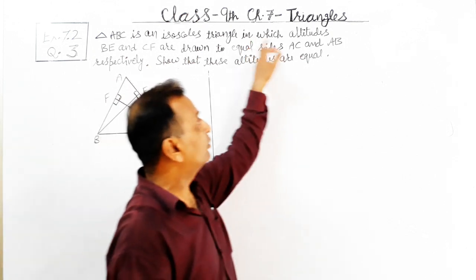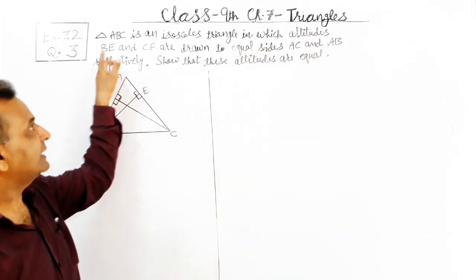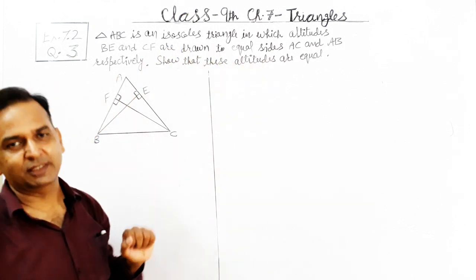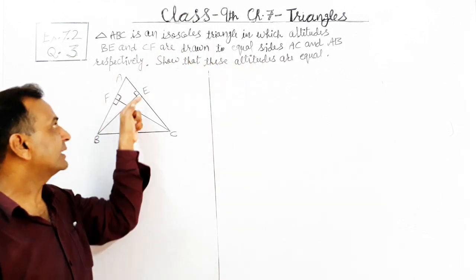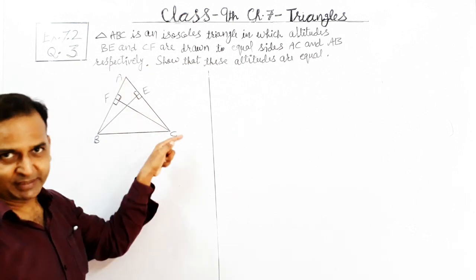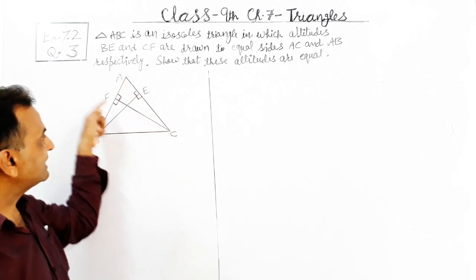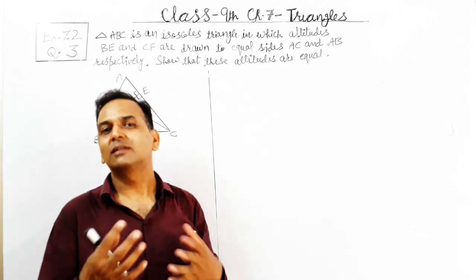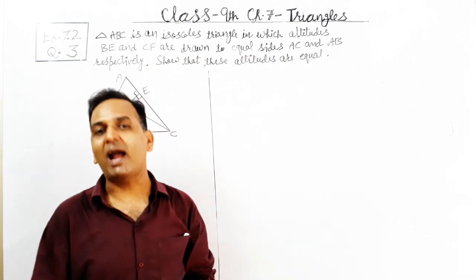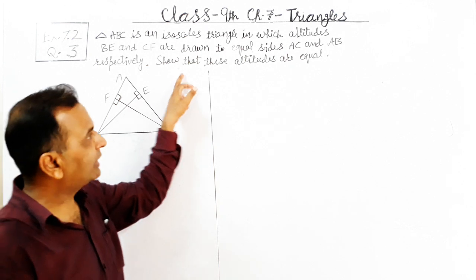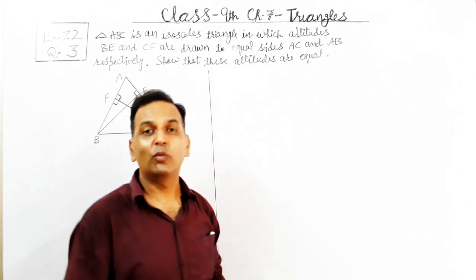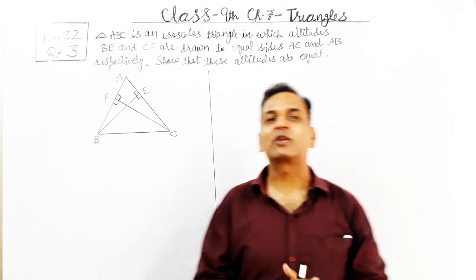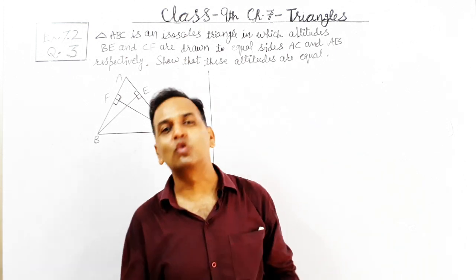Next, altitudes BE and CF are drawn to equal sides AC and AB respectively. This is altitude BE, which is drawn on the side AC, and this is altitude CF, which has been drawn on the side AB. AB and AC are the equal sides. And what we have to show is that these altitudes are equal. Altitude BE and altitude CF are equal to each other. It is to be proved by us.